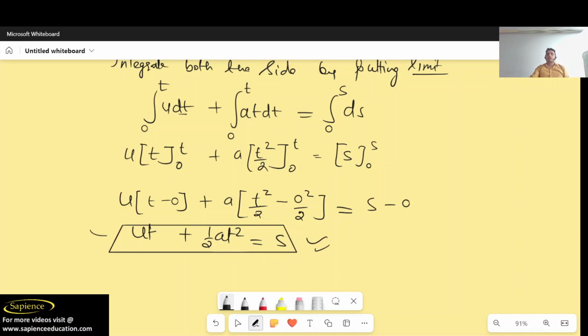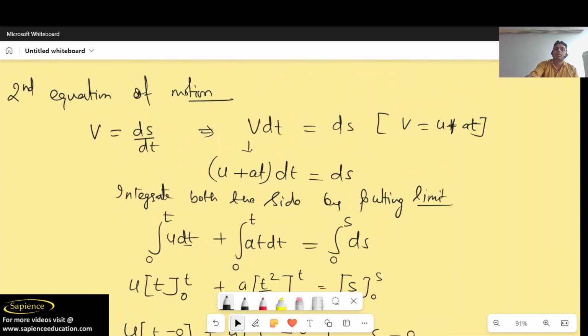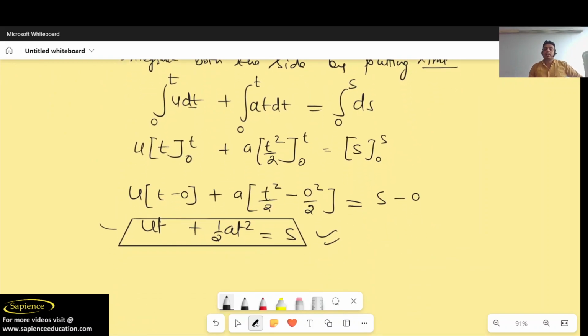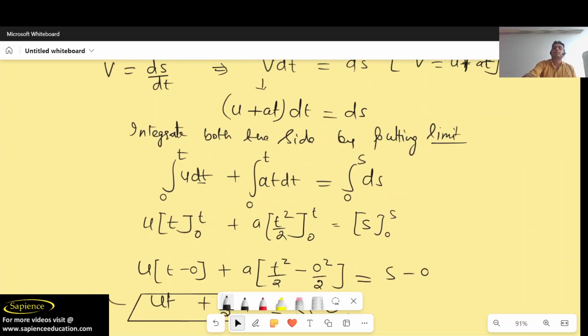Okay, this is your second equation of motion. So if you want to derive the second equation of motion, you have to use this method. This is the derivative method. This is a very easy method, you can derive it easily. I hope you have understood how to derive it.